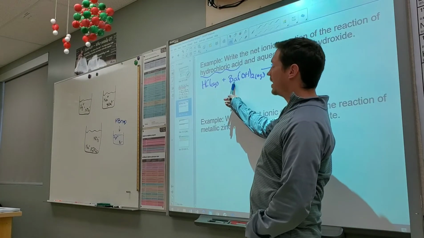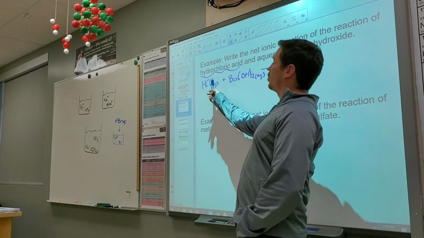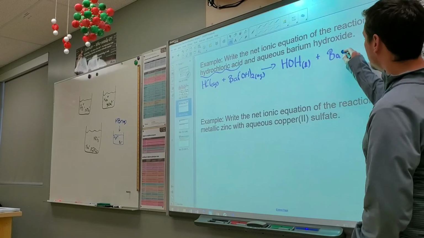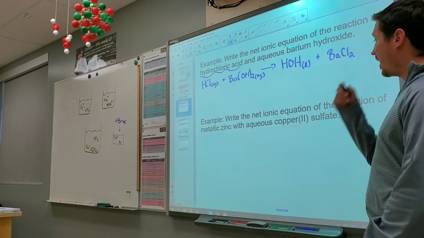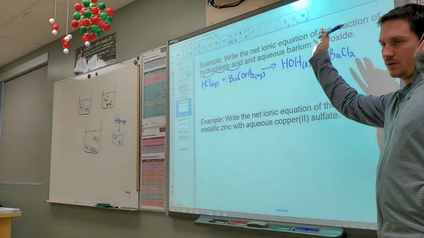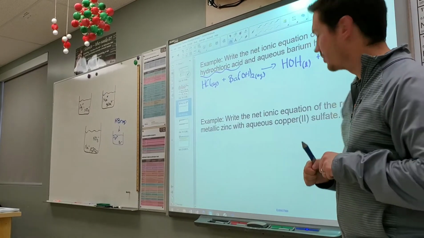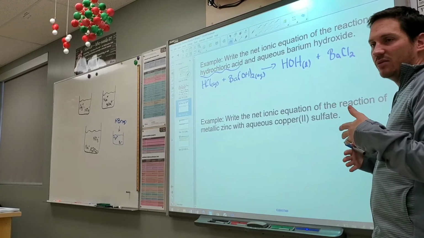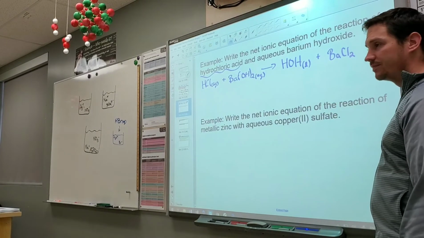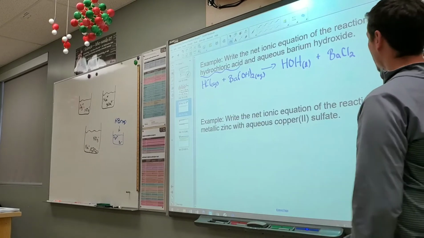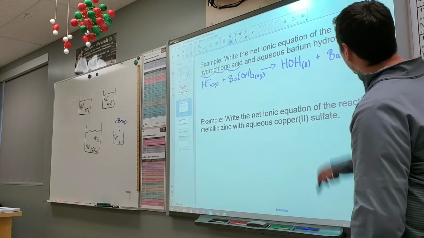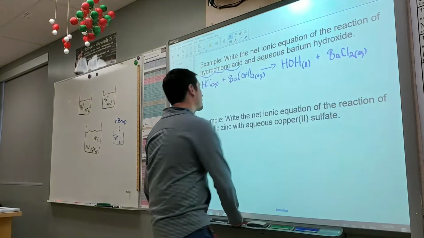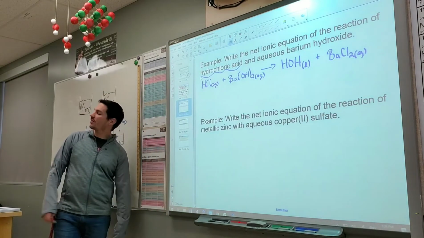And barium, what's barium now left with? The chloride, right? So BaCl2. Now I know that water is a liquid. Hopefully you know that water is a liquid too, at room temperature, okay? But barium chloride, is that soluble? Yes. Okay, good. Is this a balanced chemical reaction? Sure doesn't look like it.